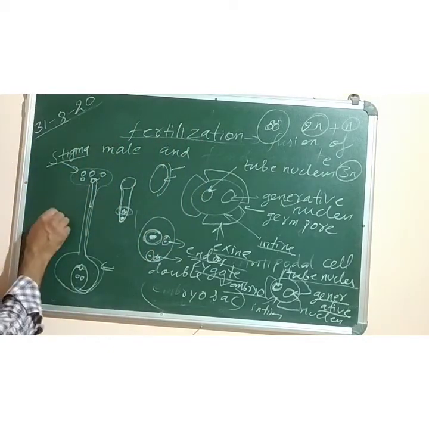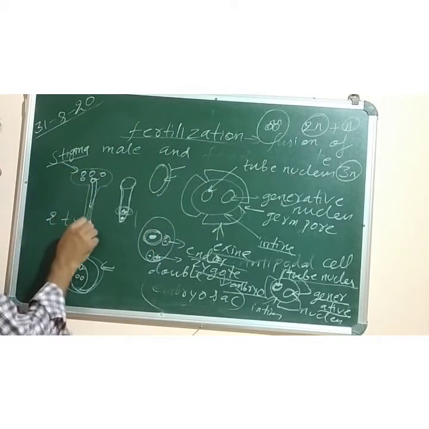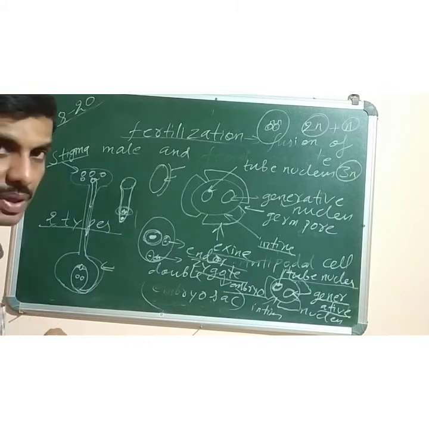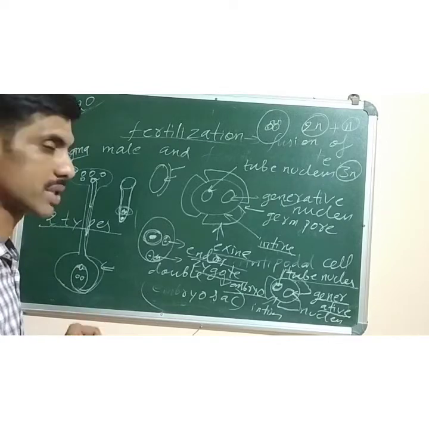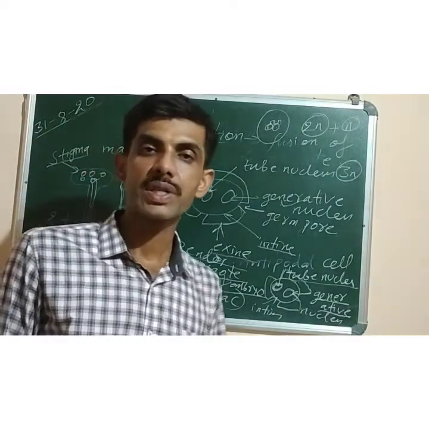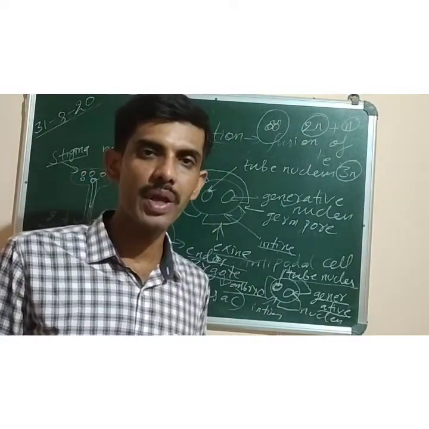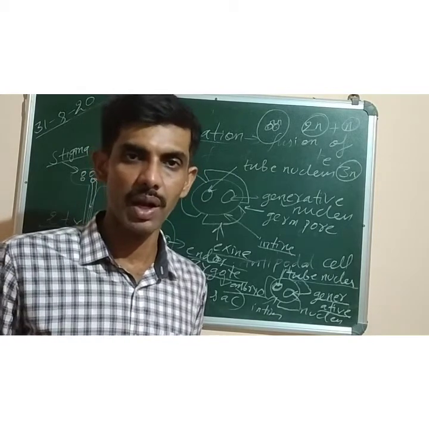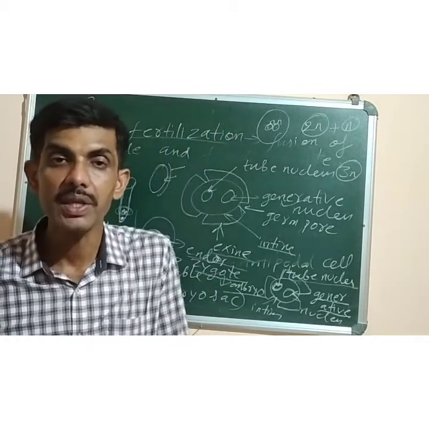Now we have 2 types of fruits. What are they? True and false fruits. What is the meaning of true fruits? All those fruits which develop generally from the ovary of the flower are called true fruits, like mango and guava. All are true fruits. But apple is a false fruit.